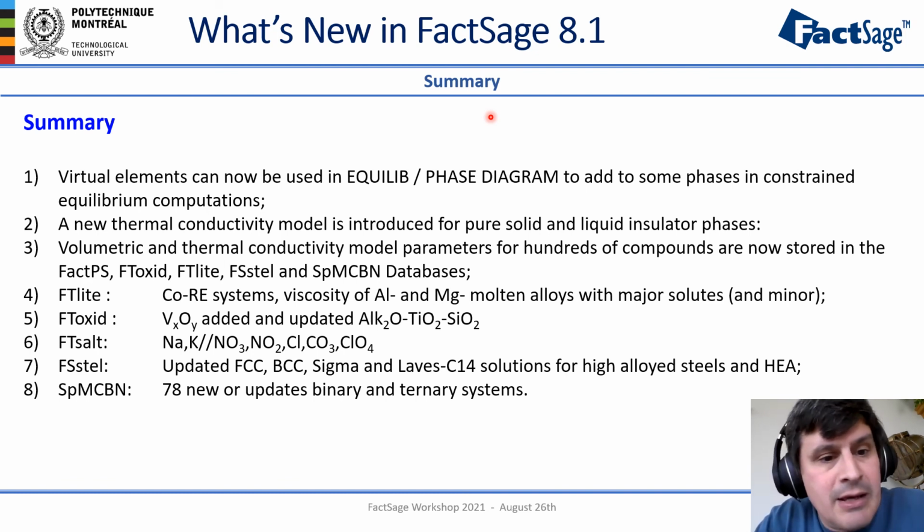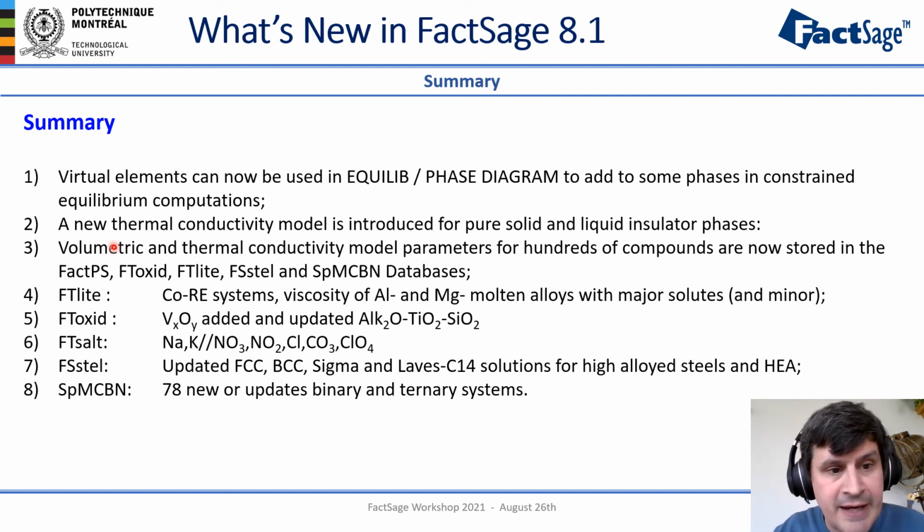to compute the latter. We have a lot of model parameters that have been added in most of our databases for volumetric and thermal conductivities. This is in the FactPS, FTOxide, FTlite, FSstel, and SPMCBN databases. Also in the databases, we have thermodynamic model parameters that have been changed or added. In FTlite, cobalt rare earths binary subsystem, viscosity of aluminum magnesium alloys, the major alloys, but also minor solutes. In FTOxide, big changes for vanadium oxide containing slags, but also with alkali titania containing slags.